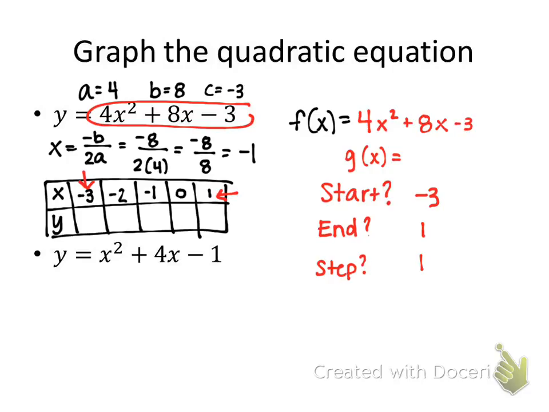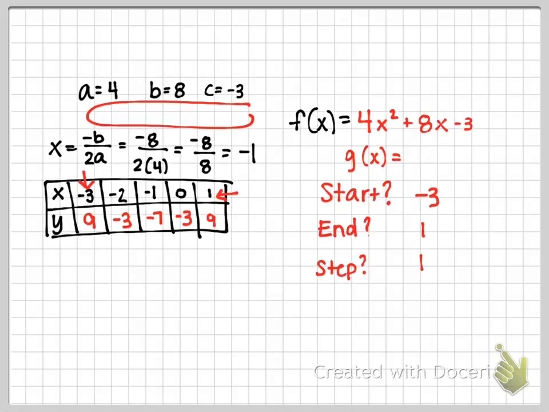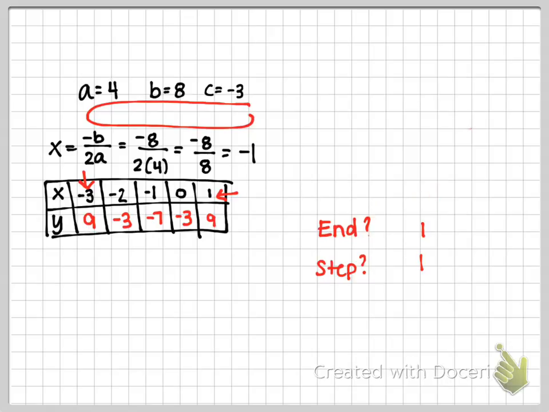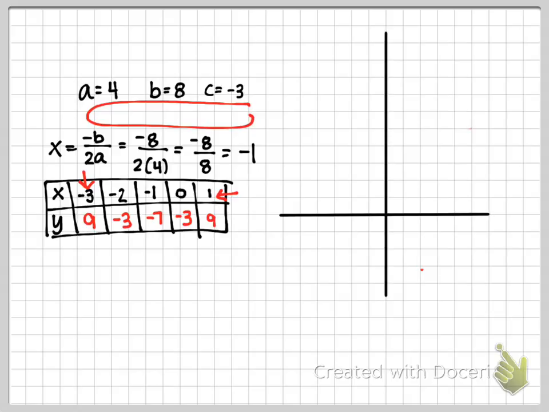So we just want to make sure it's 1, press equals, and then it's going to give you all of the answers that go in your table, starting with -3. So what's the y value for -3? 9. Then we have -3, -7, -3, and 9. And now we're going to graph this. Do I need to see your table and your work? Yes. If I do not see your table and your work, you're not going to get any credit.